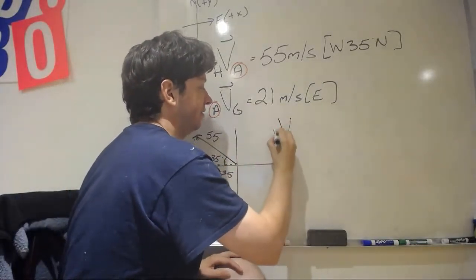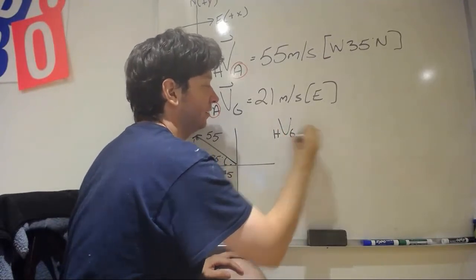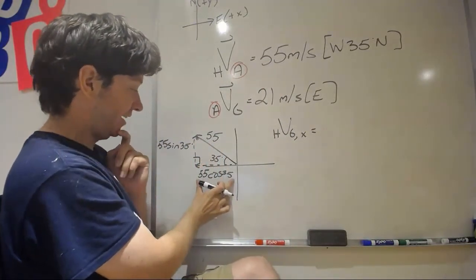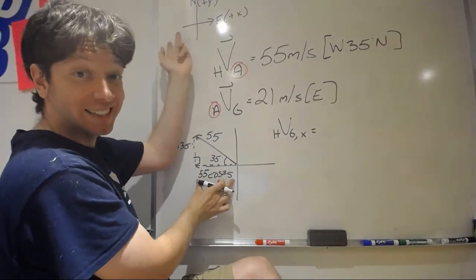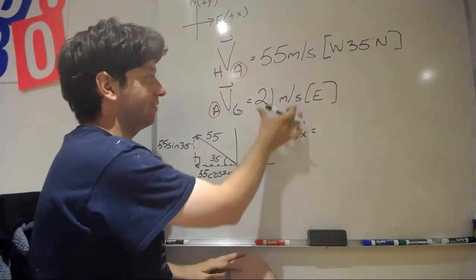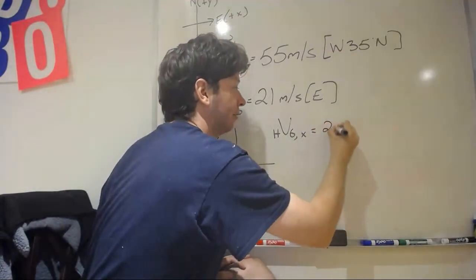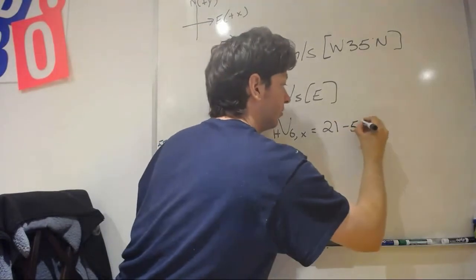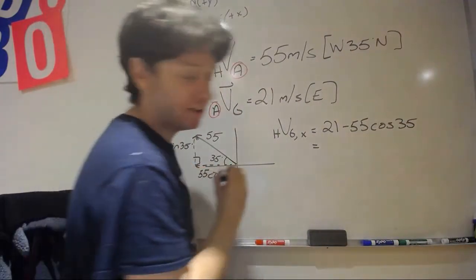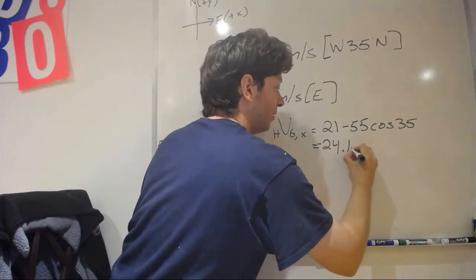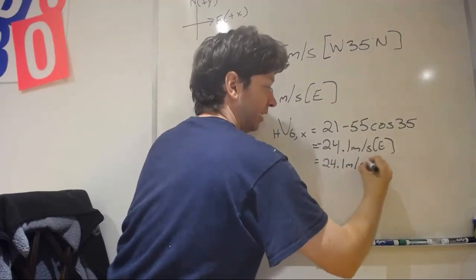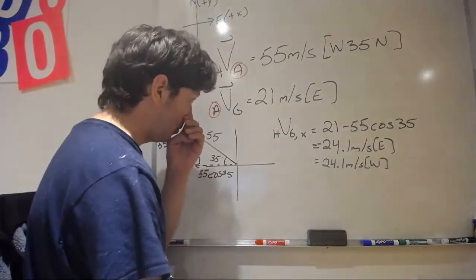So, let's start with x. So we can figure out the velocity of the helicopter with respect to ground in our x component is just going to be the sum of our x components of both of these. So first we have this. Now this is actually negative because it's west. So it means it's negative east. And since we're writing everything in terms of east due to our choice for our coordinate system, we're going to have this minus that. So we have 21 minus 55 cos 35. Plug that into our calculator, we get negative 24.1 meters per second east, which is the same as positive 24.1 meters per second west. All right, so there's our x component for ground speed.